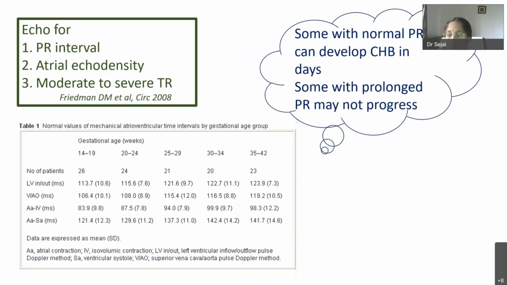So the question comes, how frequently should I monitor my PR interval? The whole idea of monitoring the PR interval is that I want to pick them up early. As I said, we want to pick them up in the inflammatory phase and not in the fibrotic phase, where complete heart block is established. Usually when a complete heart block sets in, approximately by 20 weeks, I know the damage is irreversible. But it's unfortunate that sometimes, even on weekly follow-up, I may not pick up a prolonged PR and see CHB suddenly developing.